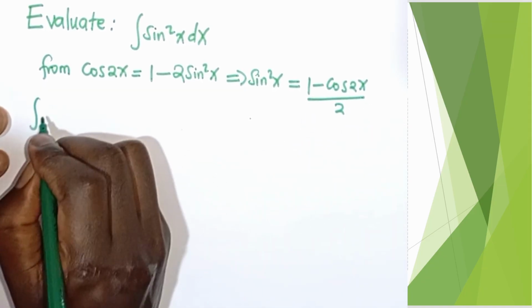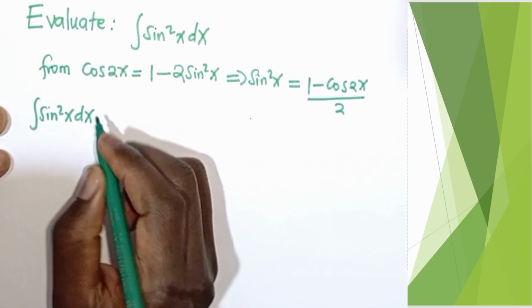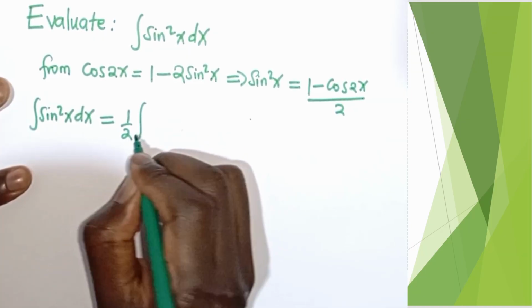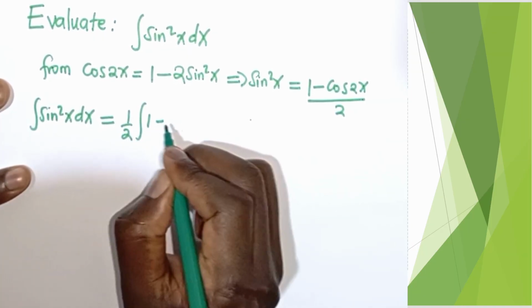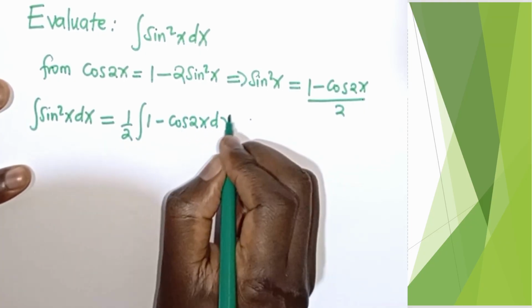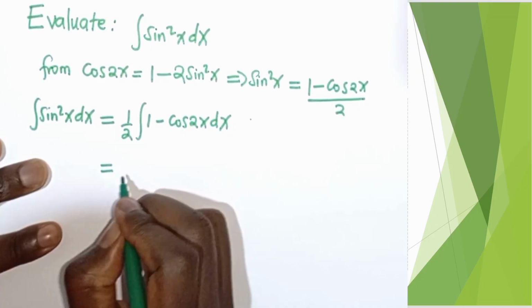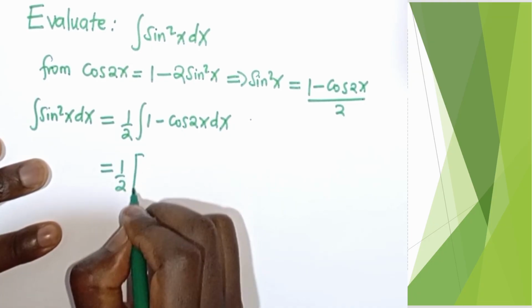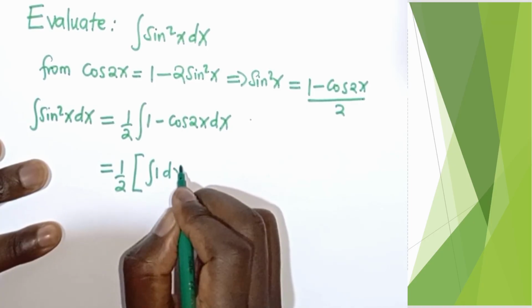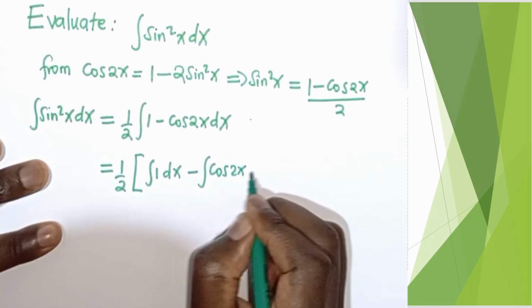Therefore, the integral of sine squared x dx is the same as a half integral. The half is pulled out: 1 minus cos 2x dx. Therefore, we can go ahead and integrate each item. One over 2 times the integral of 1 dx minus the integral of cos 2x dx.